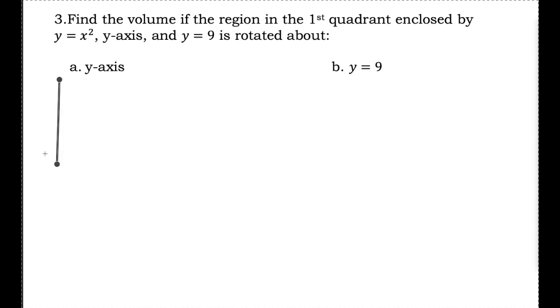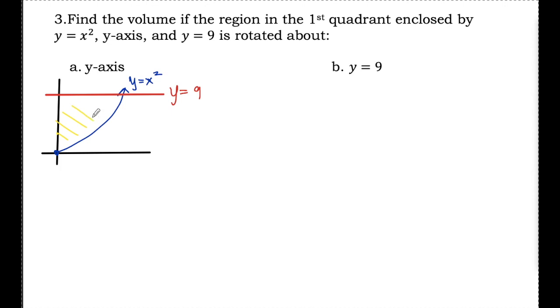So again, I have to start with the picture. Since I'm only worried about the first quadrant, I'm just going to draw x squared when x is greater than 0. I also need the line y equals 9. So the region that I'm focused on is this region bounded by x squared, y equals 9, and the y-axis. So this piece in here. For part A, I'm rotating around the y-axis.